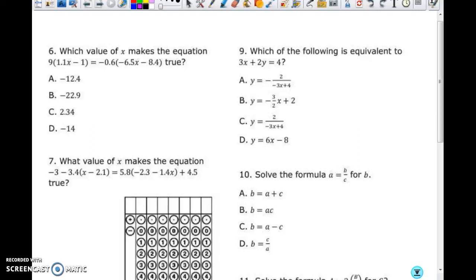Alright, so for number 9, we're doing which is equivalent, so again, I'm going to have to move something around. This is more like how we move our literal equations, okay? So I'm going to rewrite it so I have some room to do it. So I have 3x plus 2y is equal to 4, right? And if you look at all your answer choices, which one are they solving for? Which one are they getting alone? All the answer choices are getting the y alone.